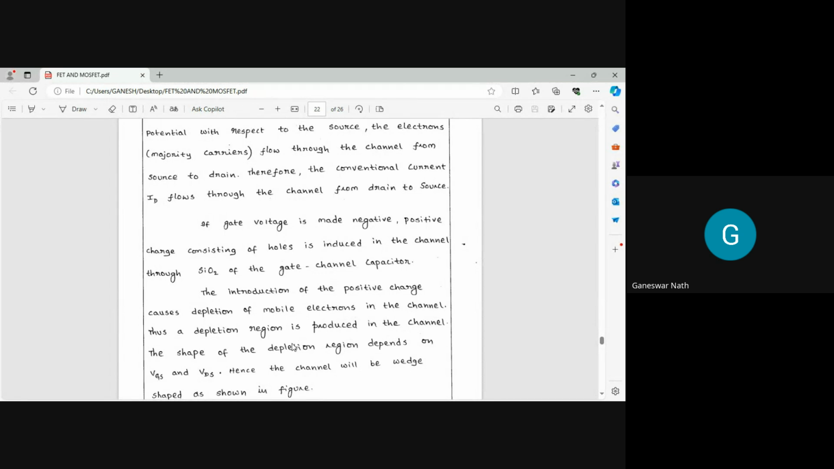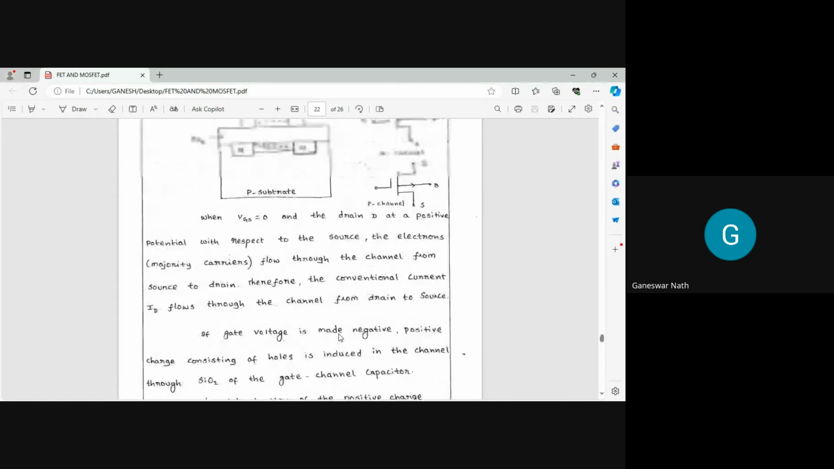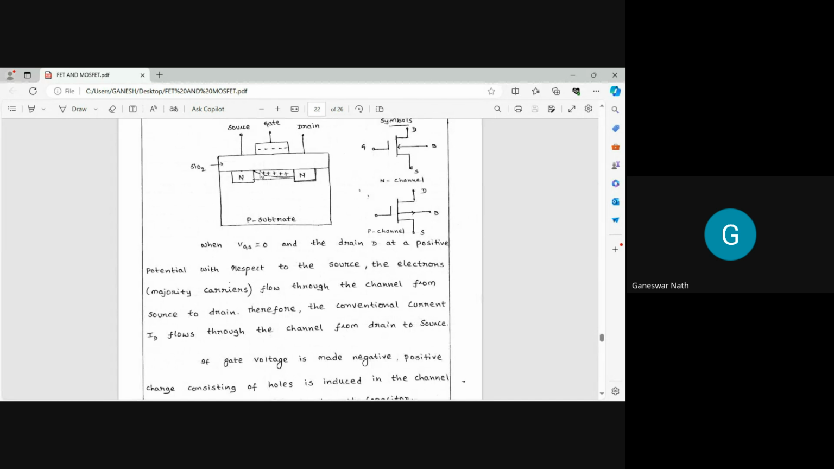Thus, a depletion region is produced in the channel. The shape of the depletion region depends upon the voltage that we apply at the gate and also at the drain source. Hence, the channel will be wedge shaped as shown. You can see the channel is wedge shaped because all these positive charges are accumulated depending upon the VGS value and also the VDS value.